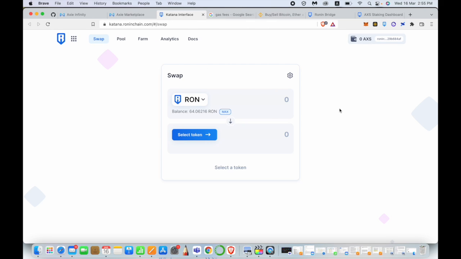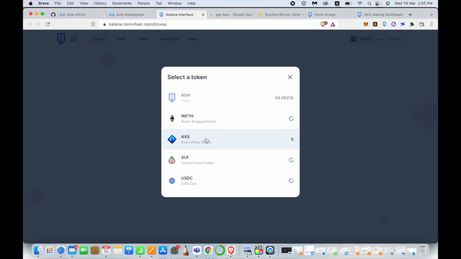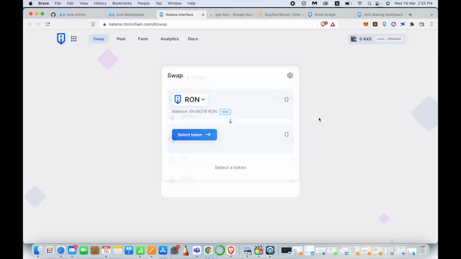So the Katana interface is a place where you can swap whatever tokens you have within your Ronin wallet into another token which is used in the Ronin ecosystem. So you can change it to Ethereum, AXS, SLP, and USDC. For USDC, I suppose it's for people who want less volatility in comparison with the other crypto. So you may want to store your tokens in USDC instead.